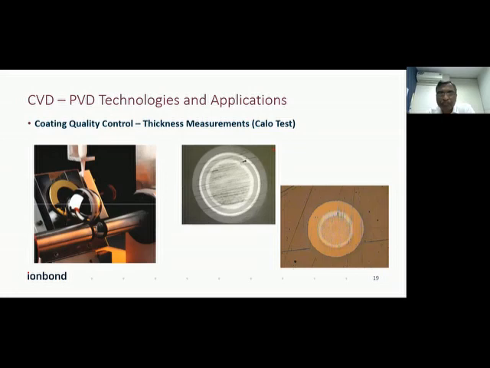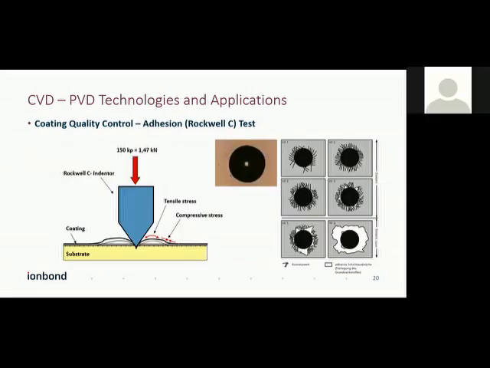Okay, thank you very much, sir. Which code is followed for thickness, adhesion, hardness test? Adhesion testing. Yeah, this process is being carried out. Anybody can carry out this process on their shop floor.